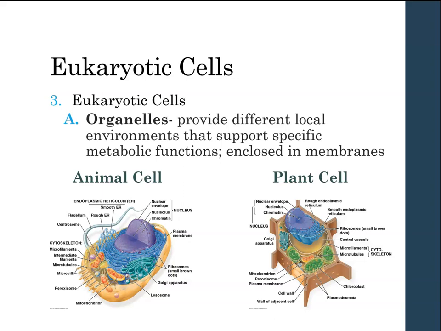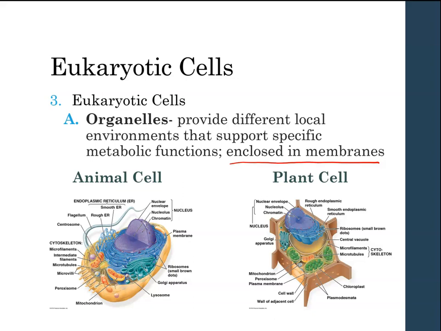So eukaryotic cells are made up of organelles. They are local environments within a cell that are enclosed by a plasma membrane, and they have very specific functions. So you can think of these like the organs in your body, where your heart has a specific function, and your liver has a specific function, your intestine has a specific function. Each of the organelles within our cells has a specific function.